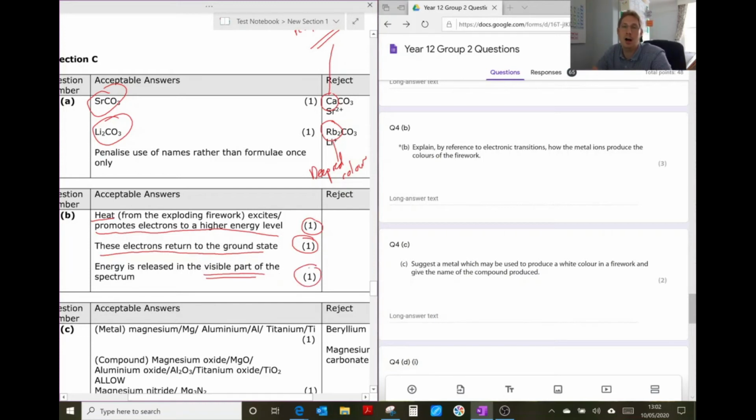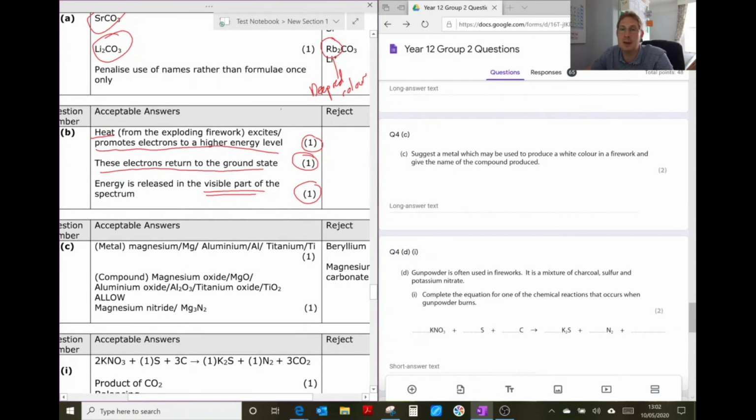Now, I'm not sure. Lots of you said, oh, releases coloured light or releases different colours. I'm not sure that satisfies that same marking point. So to play it safe, I have not marked that, and I've said include visible. So if you ever get one of these questions, they do come up fairly regularly. Mention releasing visible light, because if they don't release visible light, you will not see colours in the firework.